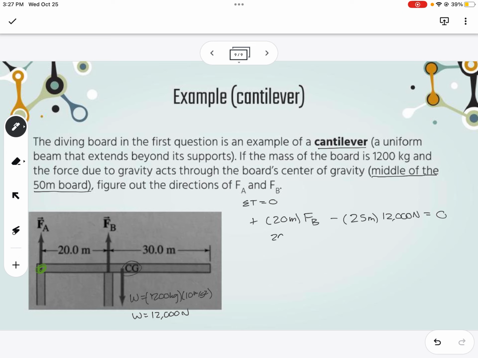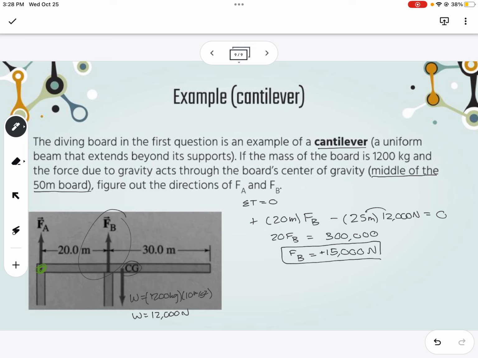When I'm solving, I have 20 FB equals, if you multiply these two together, 300,000. Divide both sides by 20. FB is going to be positive 15,000 newtons. And the signs work out. We do end up getting a positive number. That means this force is drawn correctly. It was drawn upwards, I got a positive number, so that's good to go. FB is definitely pointing upwards. If you think back to that think-it-through problem at the very beginning of the last video, that was one of the questions they were asking: is FB up or down? Is it greater or less than FA? Now we know it should be up, and we know that its magnitude is 15,000 newtons.